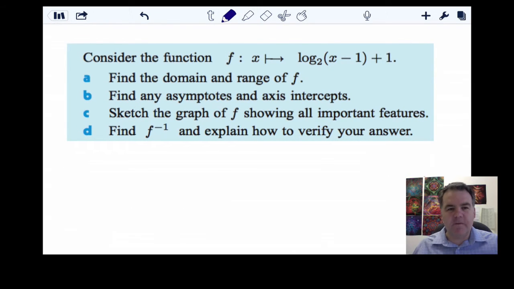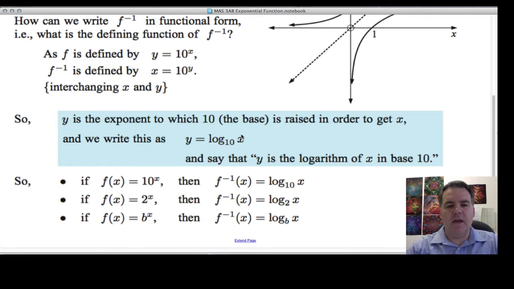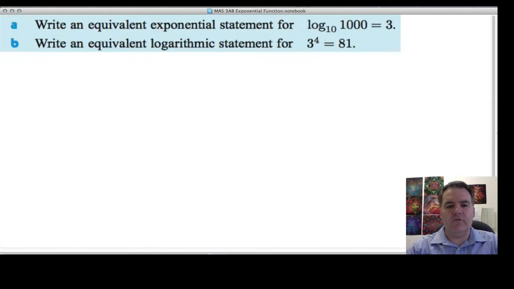Last one is this function here. F of x is log base 2 x minus 1 plus 1. Let's have a look at the answer to that question.